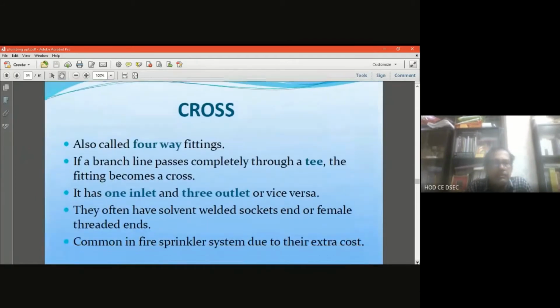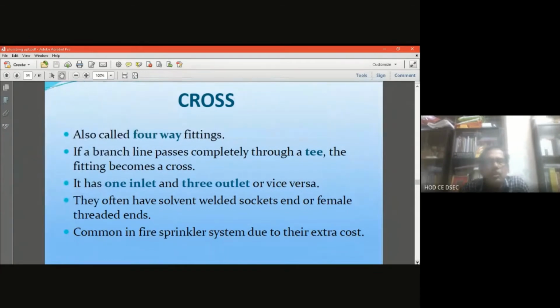Now, what is a cross? Also called a four-way fitting. If a branch line passes completely through a T, the fitting becomes a cross. It has one inlet and three outlets, or vice versa, so four points are there. One inlet and three outlets, that's why it is a cross.